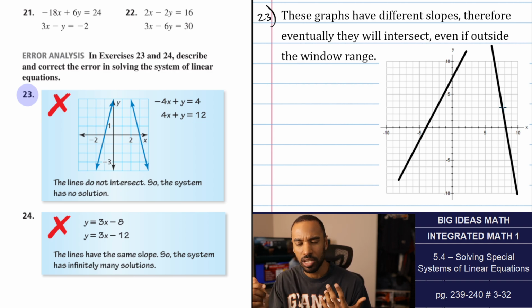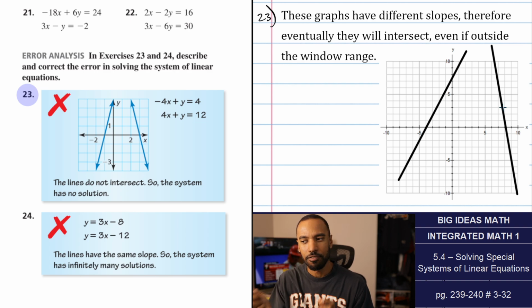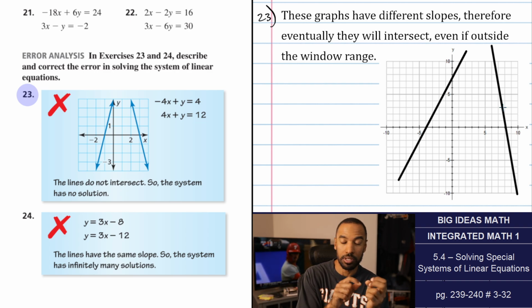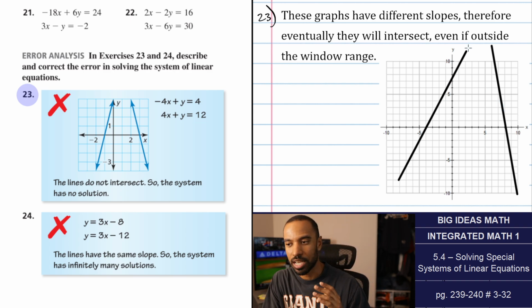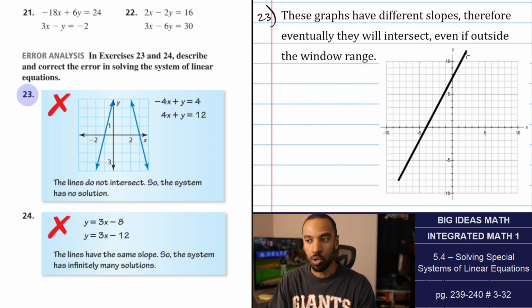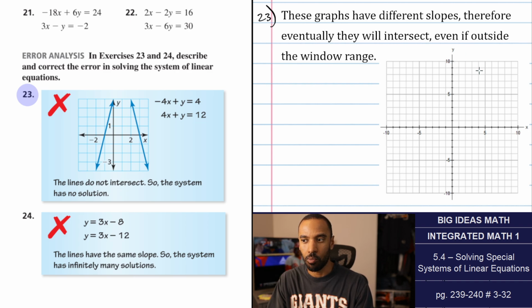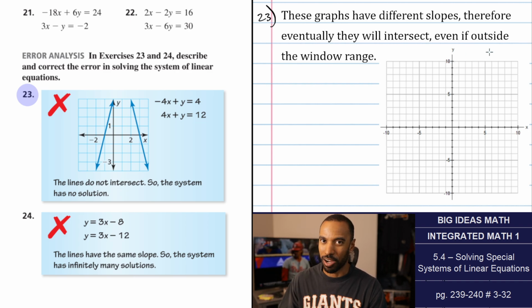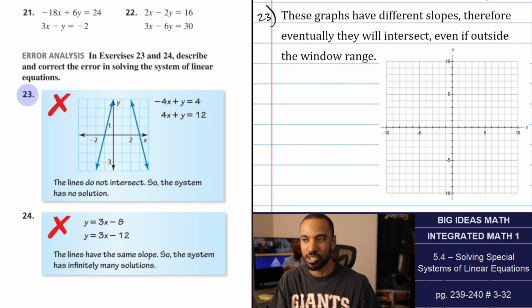I probably wouldn't even have them intersect at a fraction point. If you intersect at a fraction point, don't round it to the nearest whole number. If they intersect outside the window range and you don't see it, don't write no solution. And honestly, don't extrapolate. Don't go further out and figure out what it is. You probably did something wrong. You know what I mean? I want them to intersect inside the window range.